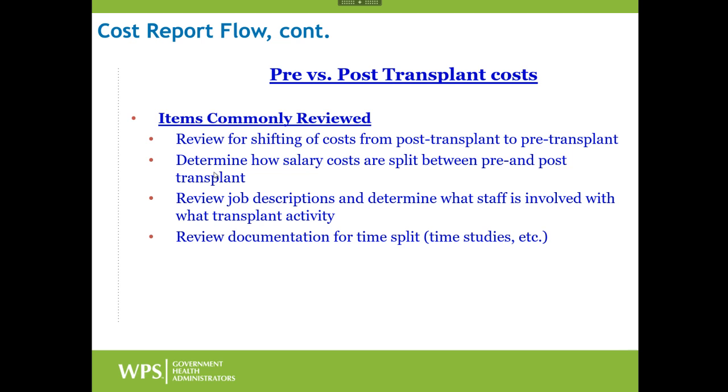We would also need to determine how salary costs for your various employees are split between the pre- and post-transplant. Because, again, many employees are going to spend time in both areas of the transplant operation, both the acquisition side and the transplant side. So we need to know how their salary costs are split. Generally, there would be time studies, which is the bottom one down here. We would also, of course, need to know who these people are, what their job descriptions are, what staff is involved with the various types of transplant activities.